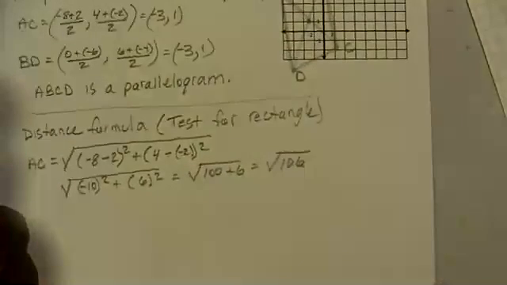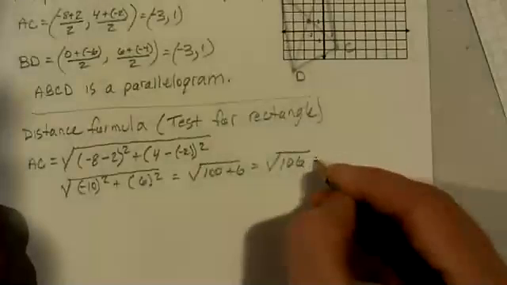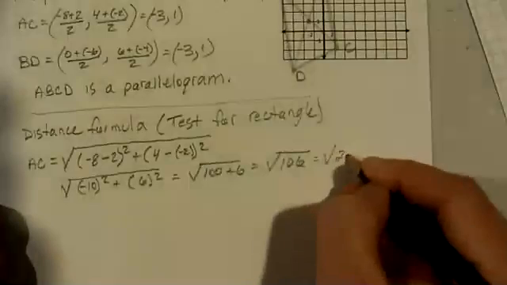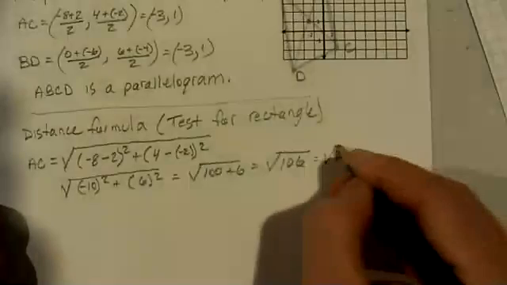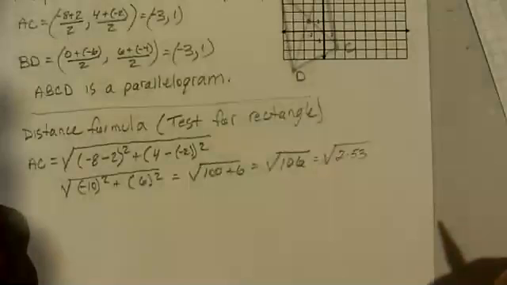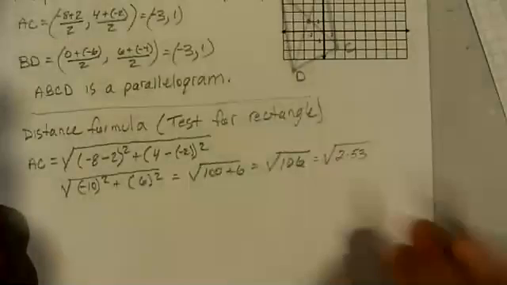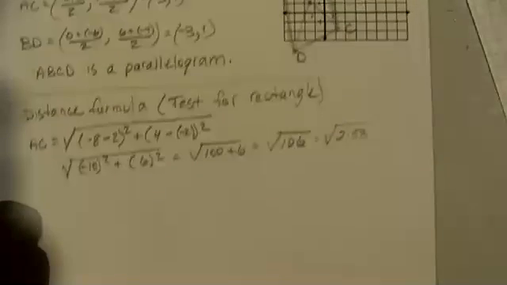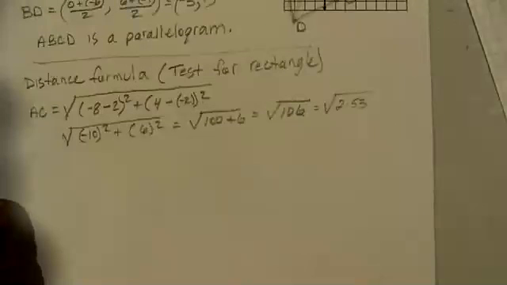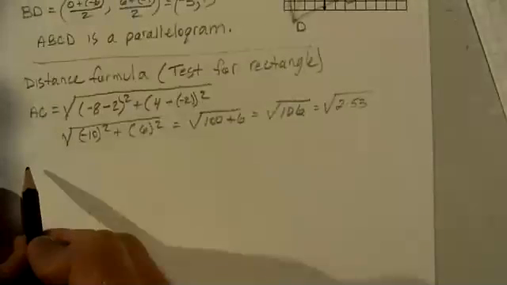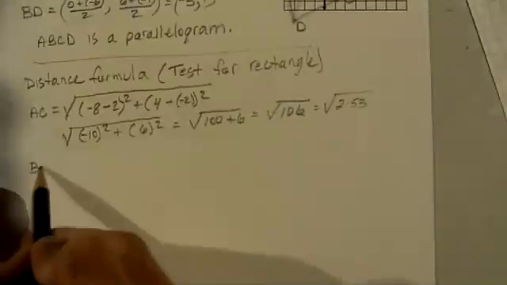We could do a decimal, but the decimal is not important. It is just, will the other diagonal be the square root of 106? Yes or no? We could try to break that down if we thought that that was simplifiable, is 2 times 53. I don't see any pairs of the same number in that. So we'll stick with just square root of 106. Now we're going to look at BD.